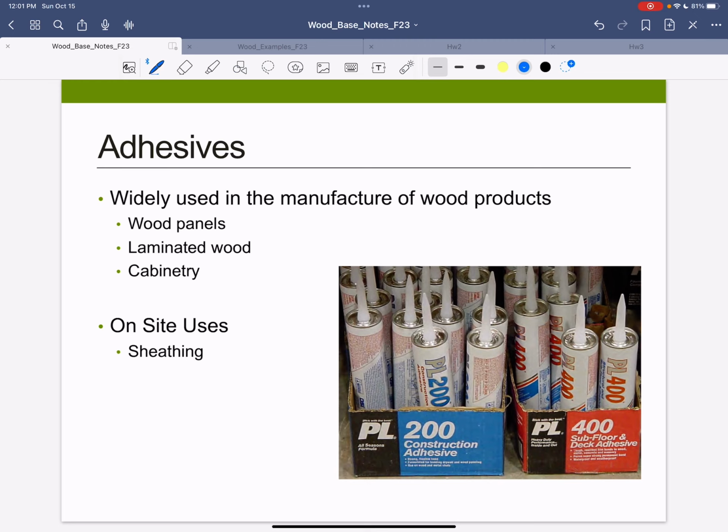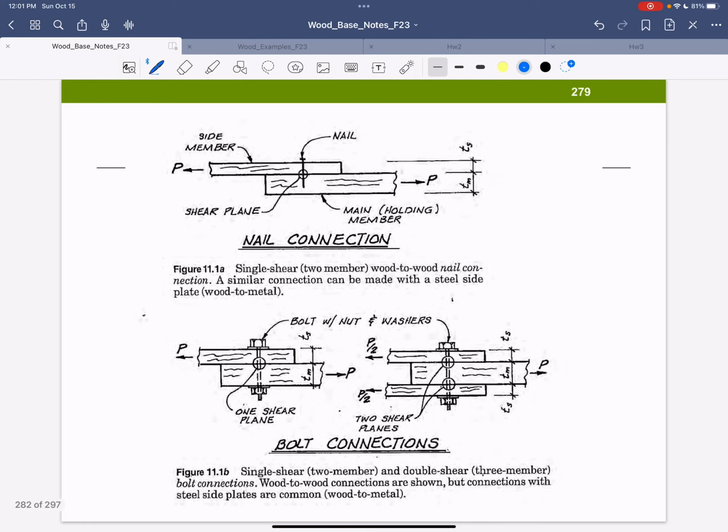And then, of course, if you're doing flooring or some of these other things, this is where these show up a lot. Subfloor deck adhesive, general construction adhesive has a lot of uses. All right, so let's look at how the nails connect.